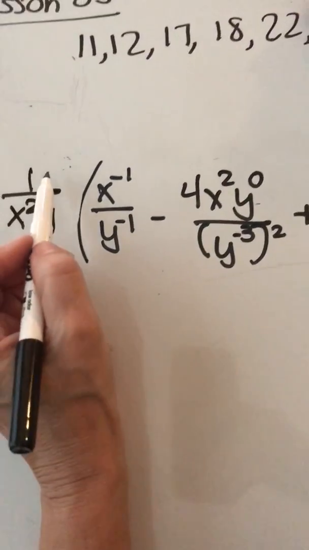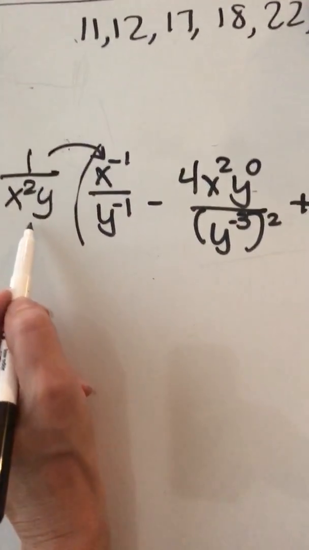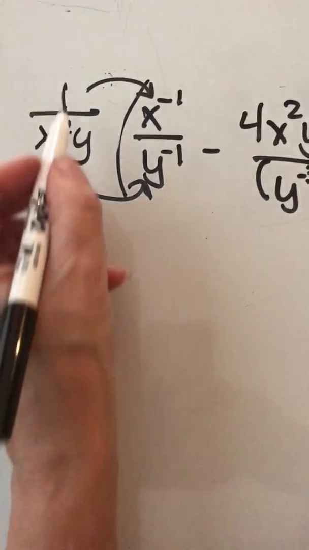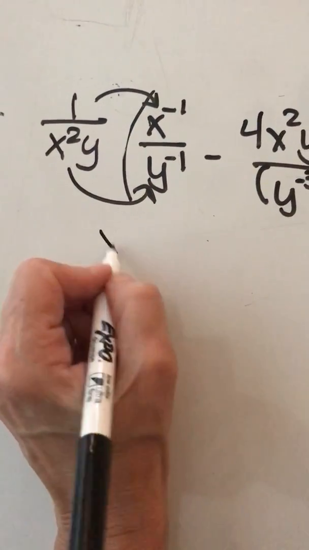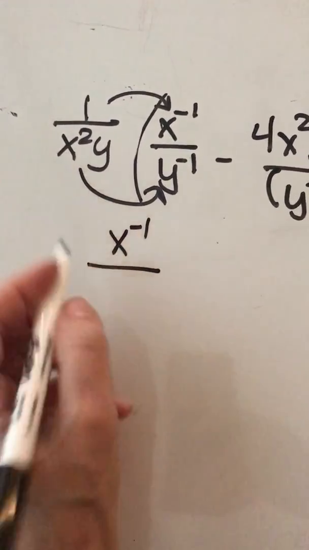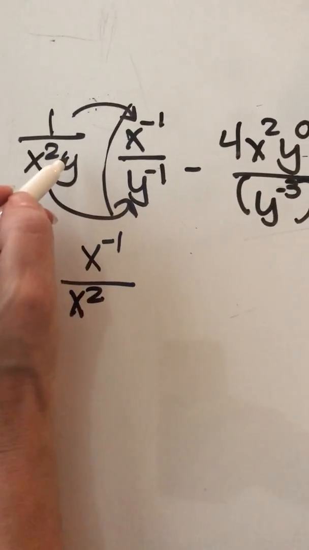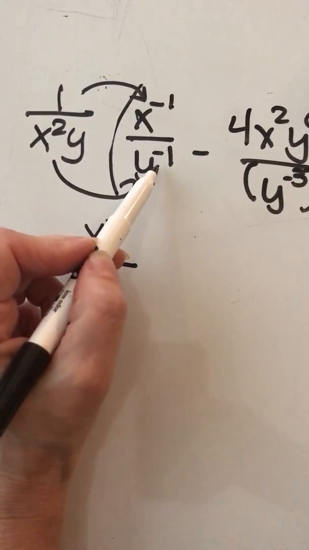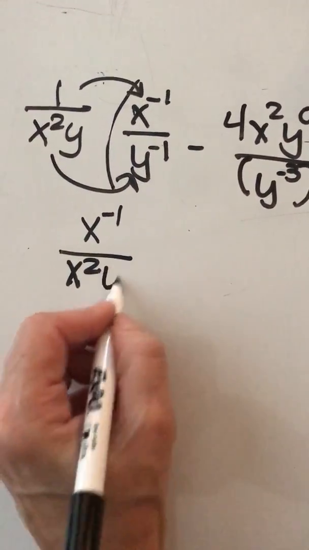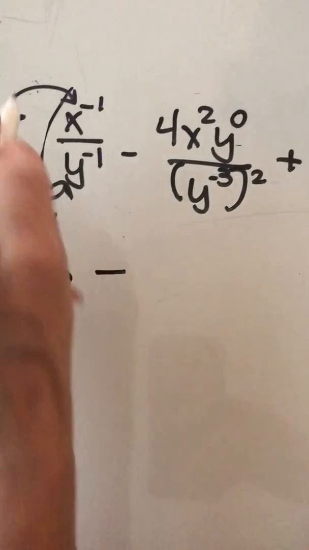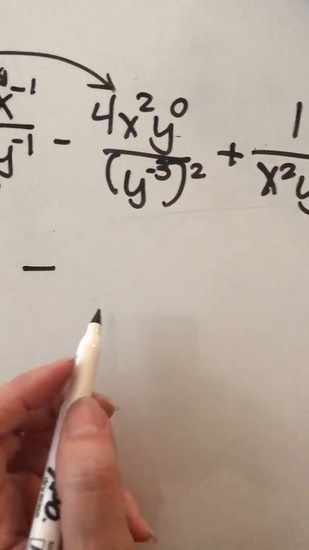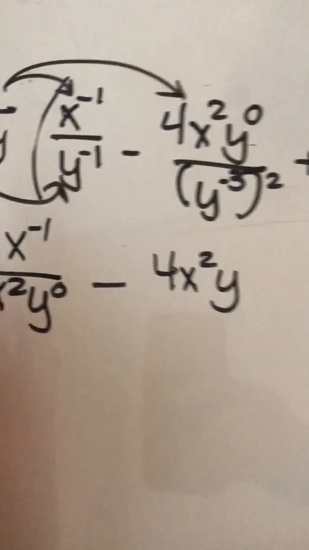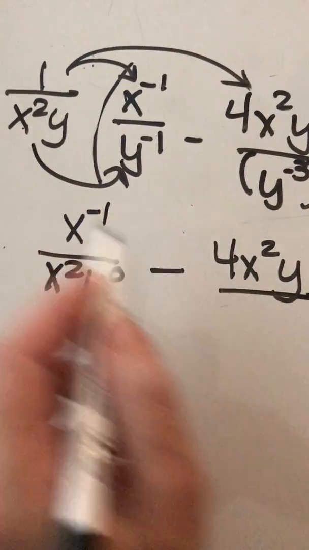When I distribute a fraction, I multiply numerator times numerator, denominator times denominator. When I multiply variables, I add their exponents. 1 times x to the negative 1 is just x to the negative 1. I have an x squared. This is y to the first. Y to the first times y to the negative first. The rule is I add their exponents. 1 minus 1 is 0. So I have y to the 0, and 1 times anything is the other thing. So I'm just going to write this numerator.